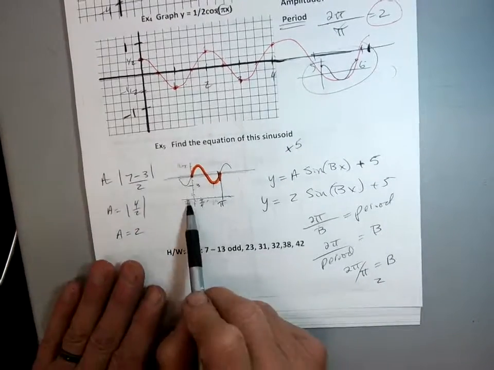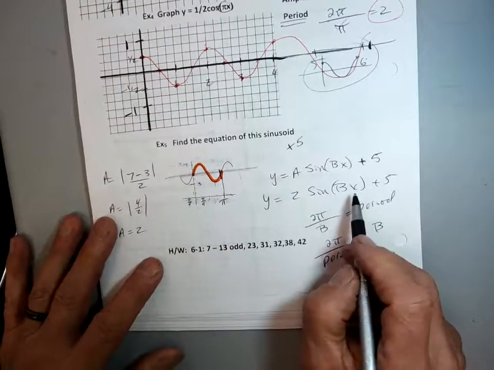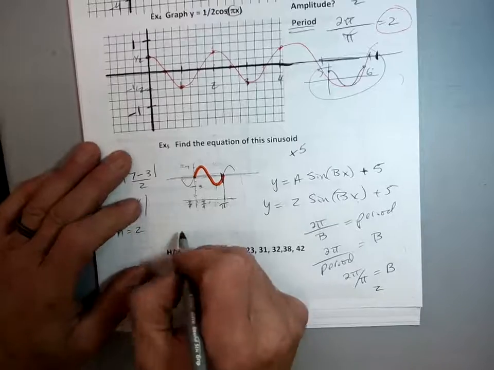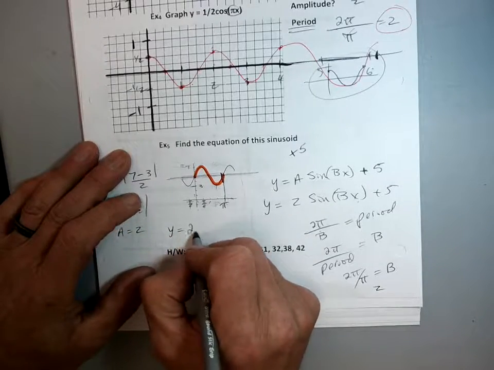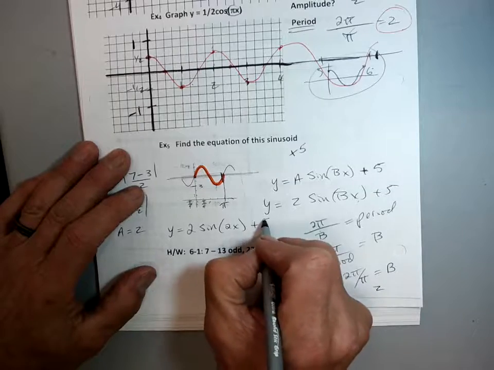I kind of knew that because from here to here is pi, one curve. I'd have another, so I know b has to be 2. So my equation, grand equation, y equals 2 sine of 2x plus 5.